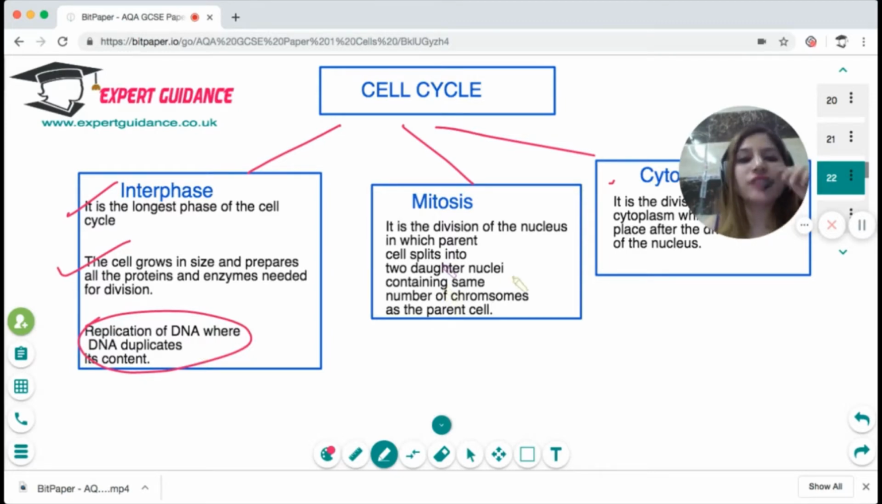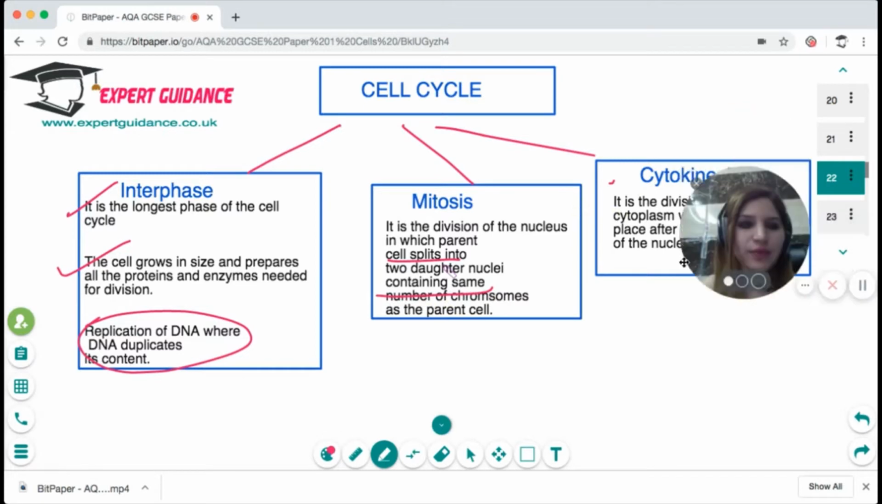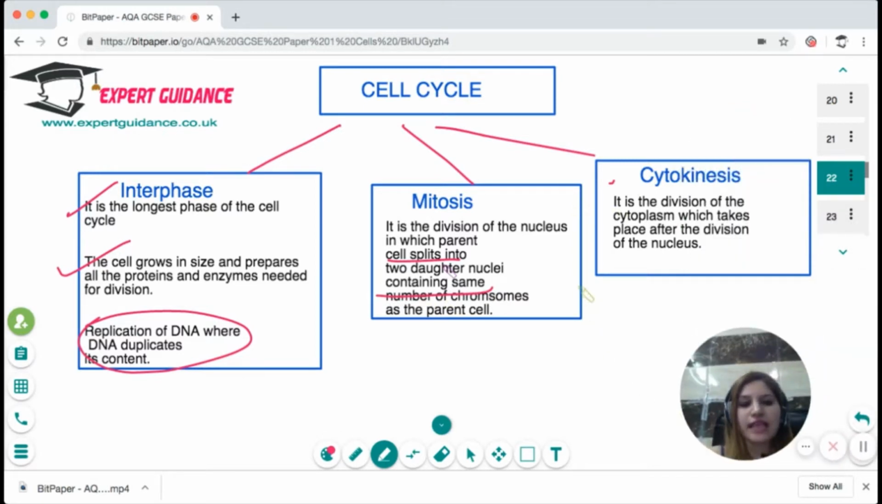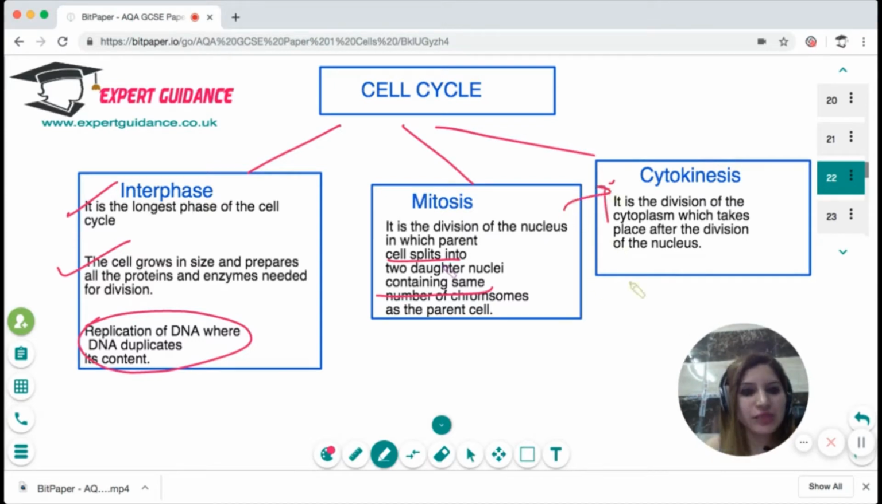After this preparation or the interphase stage is done, then comes the mitosis stage. Mitosis is the division of the nucleus, in which the parent cell splits into 2 daughter nuclei, which contain exactly the same number of chromosomes as the parent cell, so the daughter cells are genetically identical. And next is cytokinesis. It is the division of the cytoplasm, which takes place after the division of the nucleus.